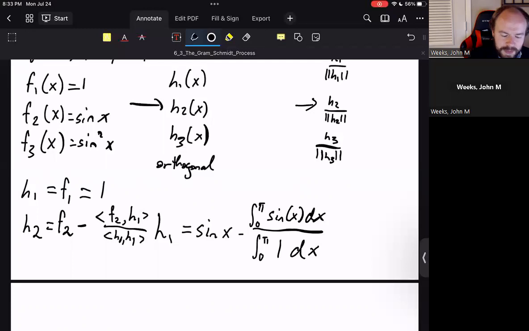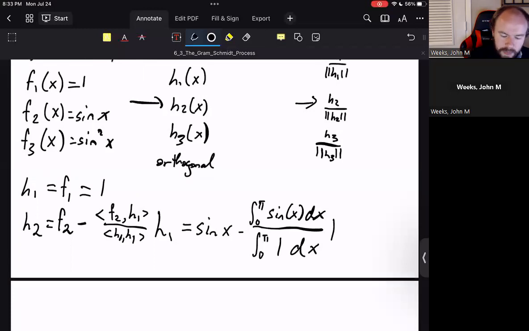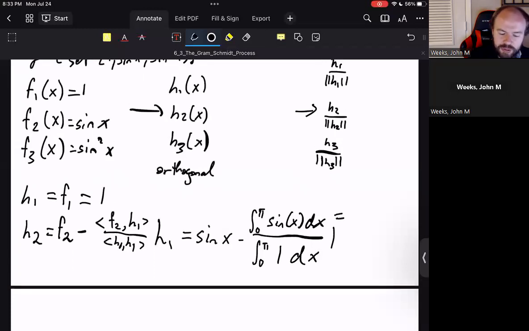So what are we going to get after we multiply these two together? And of course, multiply those times h1, which is just 1. What we should get is the function. The integral of sine of x is negative cosine of x. Evaluating that from 0 to pi should give me something like 2? So we should get sine of x minus 2 over the integral of 1 dx, which is just x. Evaluating that from 0 to pi should just give us pi times 1. So this ends up being the function sine x minus 2 over pi.